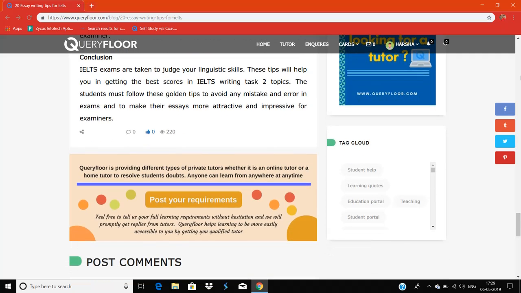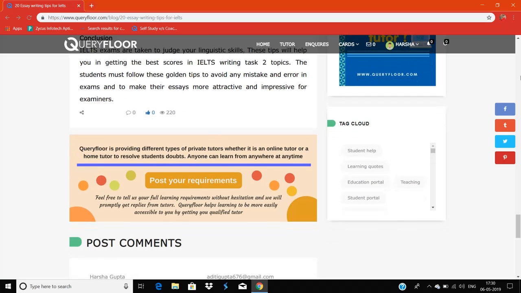So, in conclusion of this blog post, I would like to say that IELTS exams are taken to judge your linguistic skills, your grammatical errors, so that you are grammatically correct, and also your English language speaking and writing skills. These tips will help you in getting better scores in IELTS writing task 2 topics. The students must follow these golden tips to avoid any mistakes and errors and to make the essays more attractive and impressive for examiners.